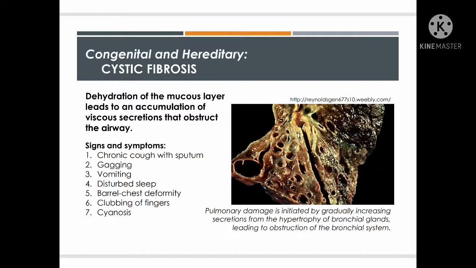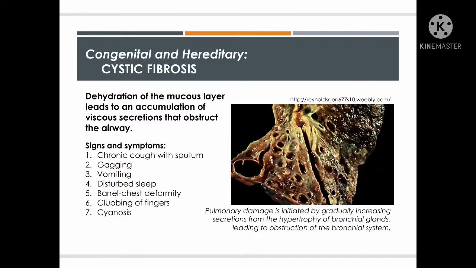Cystic fibrosis is one of the congenital and hereditary conditions of the respiratory system. It is a generalized disorder resulting from a genetic defect transmitted as an autosomal recessive gene that affects the function of exocrine glands. Cystic fibrosis involves dehydration of the mucus layer and leads to an accumulation of viscous secretions that obstruct the airway. Pulmonary damage is initiated by gradually increasing secretions from the hypertrophy of bronchial glands, leading to obstruction of the bronchial system. The resultant plugging promotes staphylococcal infection, followed by more tissue damage as well as atelectasis and emphysema.